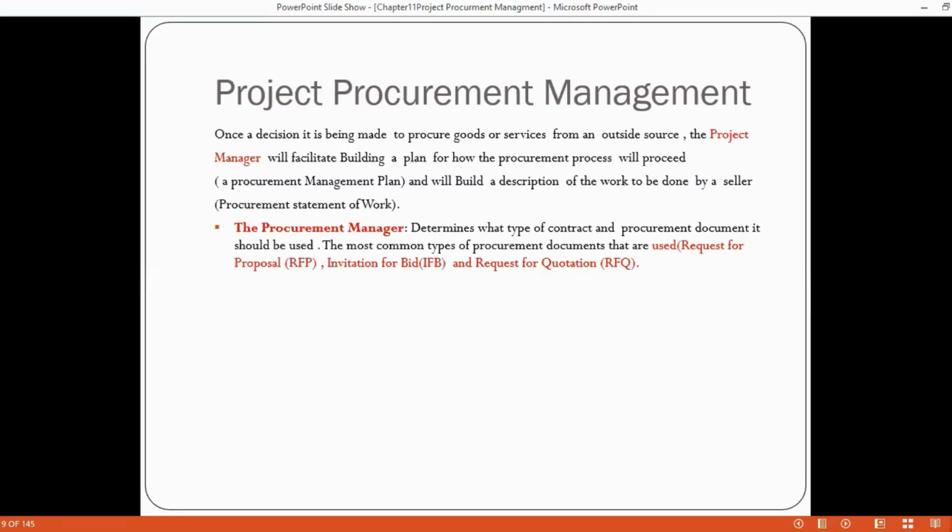So once you make a decision whether I'm going to make, produce, or I'm going to procure, the project manager will facilitate building a plan for how the procurement process will proceed. So there will be a plan on how we're going to proceed with the procurement, a procurement management plan. That plan has a description of all the work to be done by the seller, and that is the statement of work.